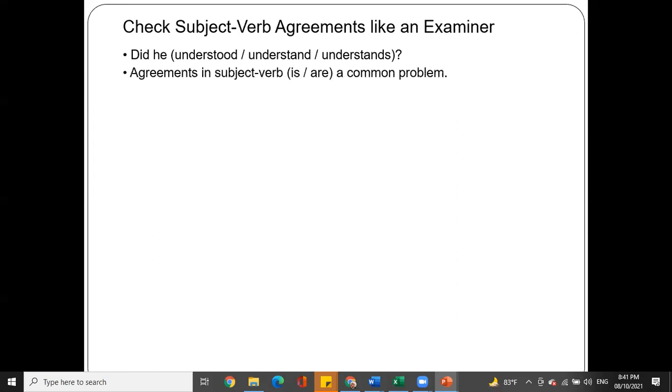Agreements in subject-verb are a common problem. The subject is agreements. So agreements in subject-verb are a common problem.